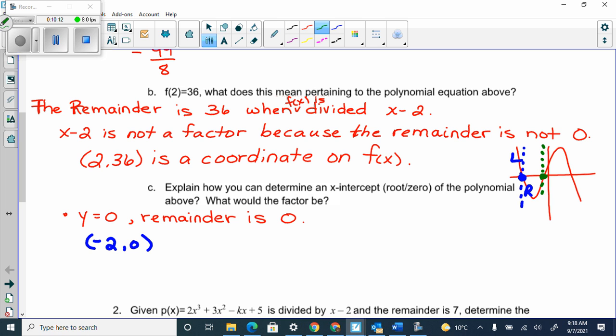So I have to redo it. Second trace. And which one am I finding? The 0, the x-intercept, number 2, correct? And now I need to be on the left side of it. Well, this is now on the left side of that x-intercept, and this is on the right.